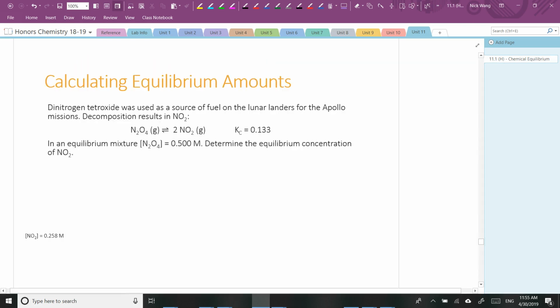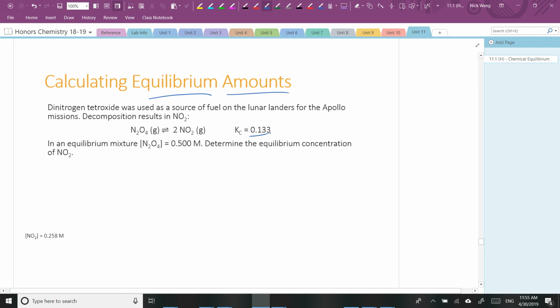Finally, let's give one example of how this works. The numerical aspect of this is calculating equilibrium amounts. Let's say we have the substance dinitrogen tetroxide, which was used as a source of fuel on the lunar landers for the Apollo missions. Decomposition results in NO2, so N2O4 in equilibrium with 2NO2. If you don't remember, that's the same equation we introduced this unit with.